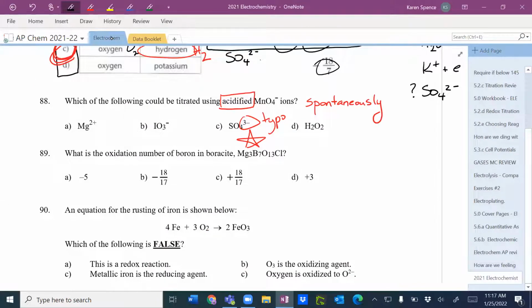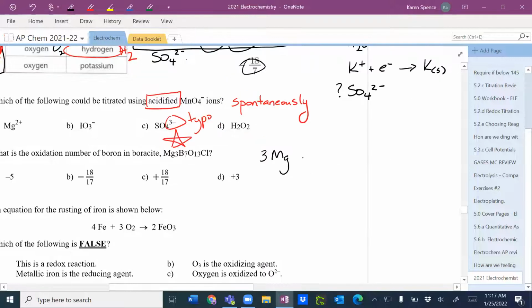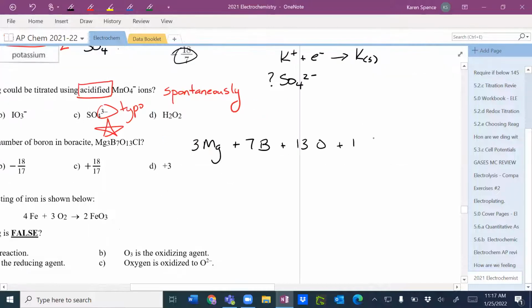That was 88, 89. What is the oxide? What compound is that? Oh my God. Okay, we need boron in this borosite. So we have 3 magnesium, 7 boron, 13 oxygen, and 1 chloride equals, and there's no charge at the top, so it's equal to 0.